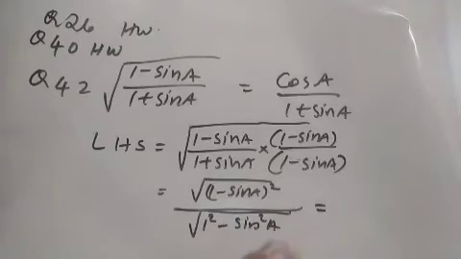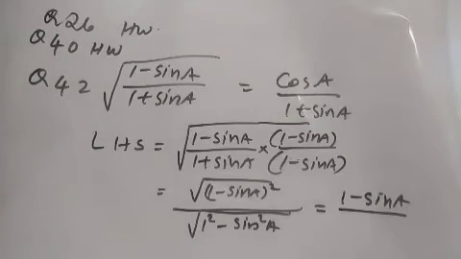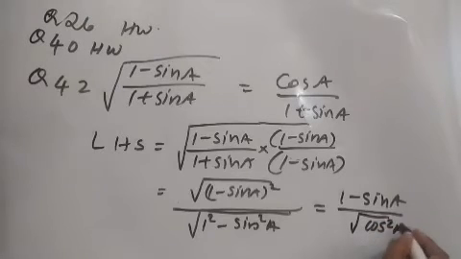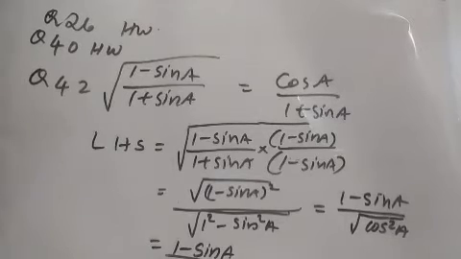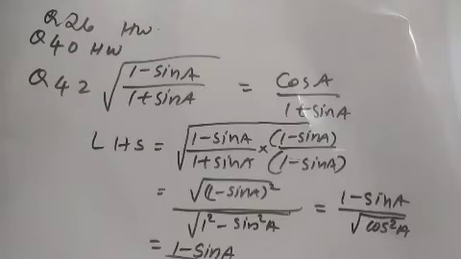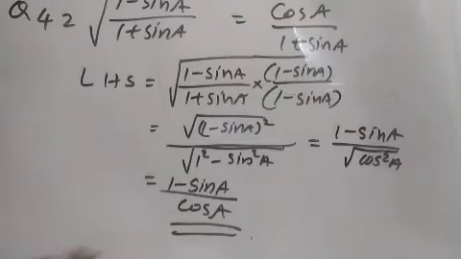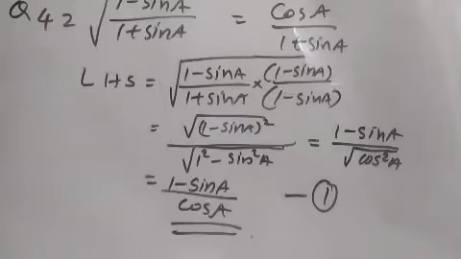That is 1 minus sin A by, what is 1 minus sin square A? Cos square A. Square root of cos square A is cos A. So we obtain the result as 1 minus sin A by cos A. Okay, but this is not the RHS. 1 minus sin A by cos A is the result we got, but the RHS is not the same, no? So let it be the first equation. We simplified LHS and we obtained the answer 1 minus sin A by cos A.